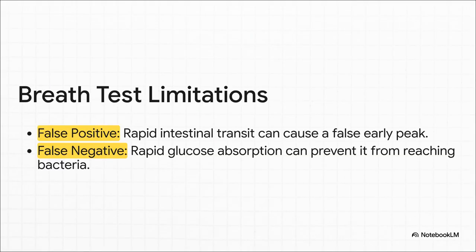But, and this is a big but, the test isn't foolproof. You have to know its pitfalls. For instance, if a patient's gut is moving at lightning speed, that sugar can get to the colon too fast, giving you an early peak that looks like SIBO, a false positive. On the flip side, especially with glucose, the sugar might get absorbed too high up and never even reach the bacteria, giving you a false negative. It's all about interpreting the test in the context of your patient.